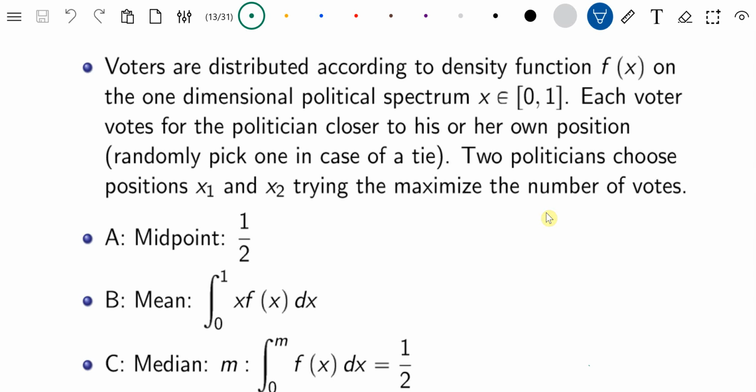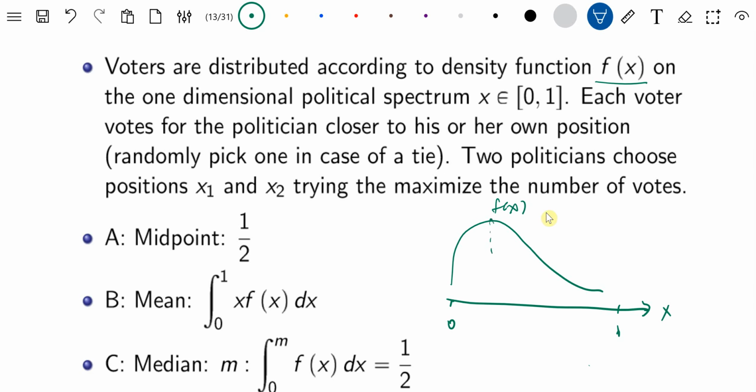Here we're talking about the median voter theorem. So the game is basically we have the political spectrum from say 0 to 1, and then the voters are distributed according to some distribution, say f of x. The mode is the maximum one here, and the median is where half of the distribution is on the left and half is on the right. So that would be the median.